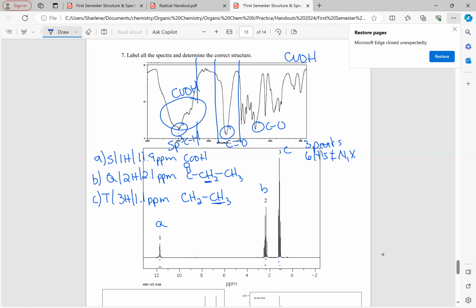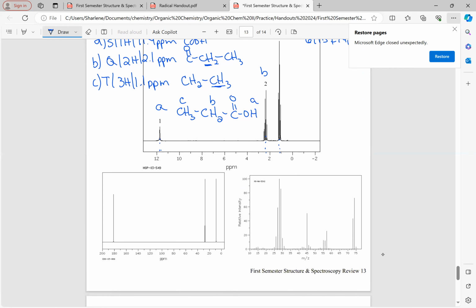And there's only one way to manipulate these, and that is CH3, CH2, COH. All right, so A is the carboxylic acid. B is the quartet, and it's shifted. So B are those hydrogens, and then C would be the methyl hydrogens. Oh, look, we didn't even need these 2, but we're still going to label them.